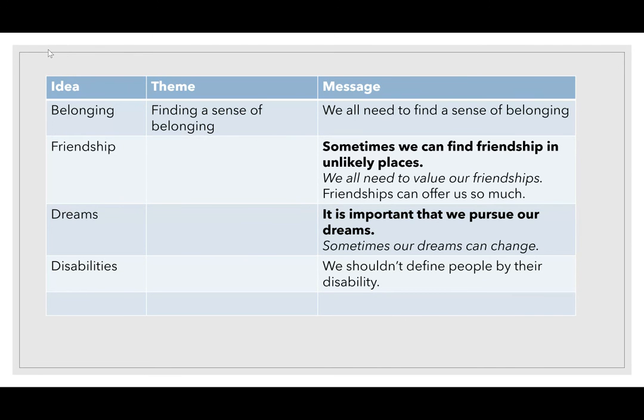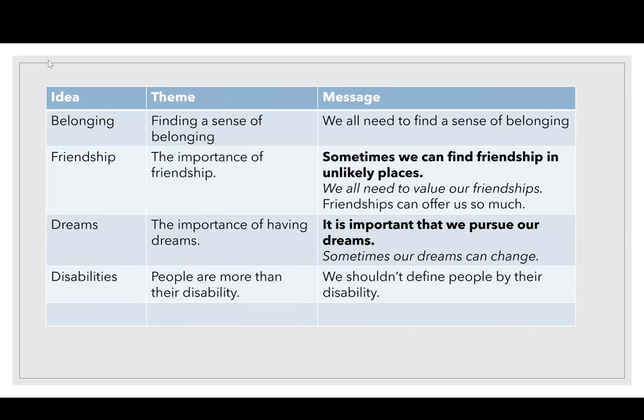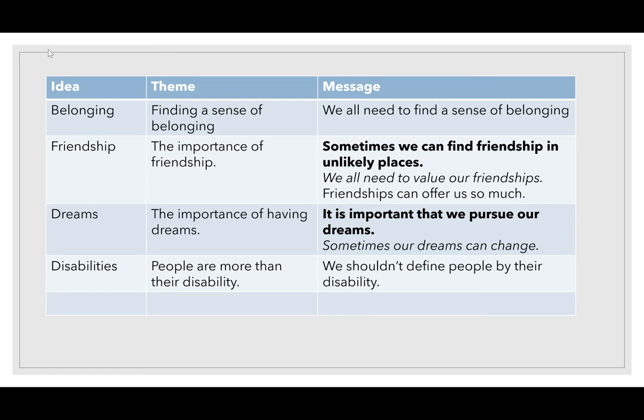Assuming that you have seen those, you've got them down, or you've come up with your own, here is a filled in grid. So friendship. When I think about friendship as an idea in the text, the theme, nice and simple, is the importance of friendship. The difference between the message and the theme is that messages are full sentences that go a little bit further. So the importance of friendship is that it can offer us so much, that it is valuable, that it can be in unlikely places. So the message expands on that a little bit more and makes it even more specific.